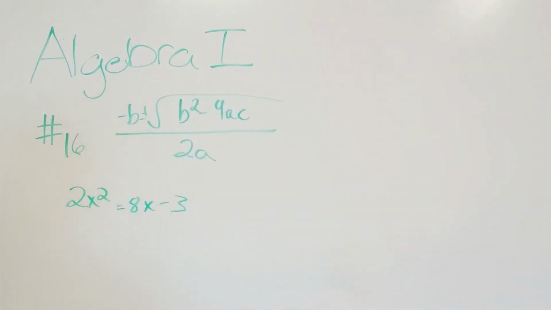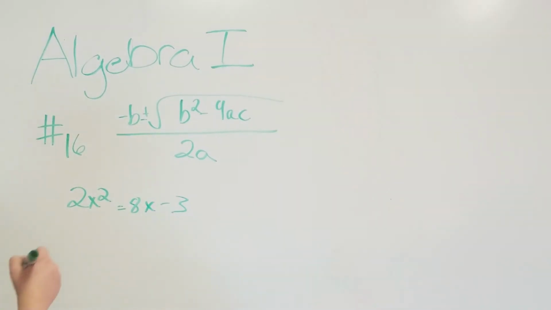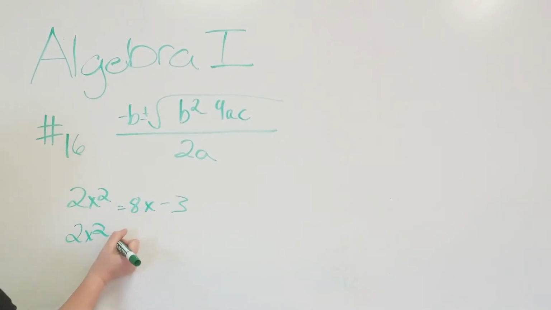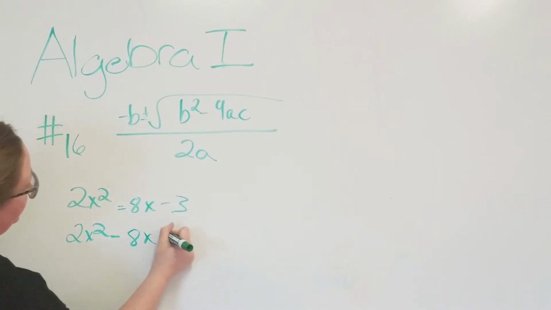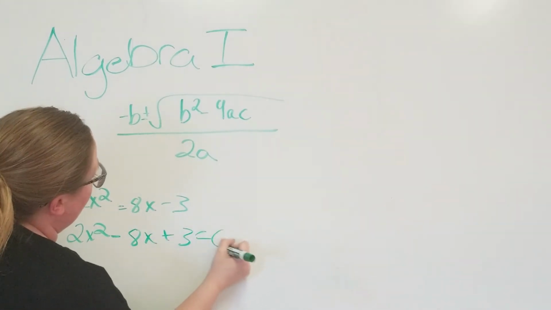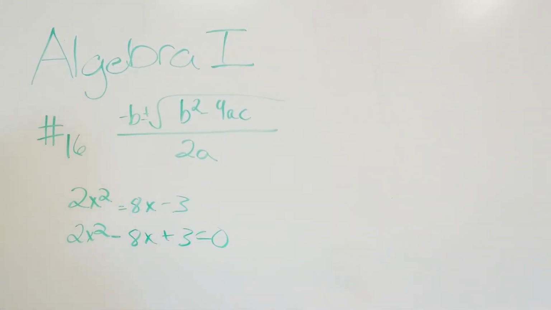So the first thing you have to check is, is it in general form? This one is not in general form, because in general form, everything's on one side except for the 0. All right, so you're going to solve for 0. So leave the 2x squared right here, bring the 8x over, it's going to become minus 8x, and then plus 3 equals 0. Now we are in general form, and we can say what A, B, and C are.